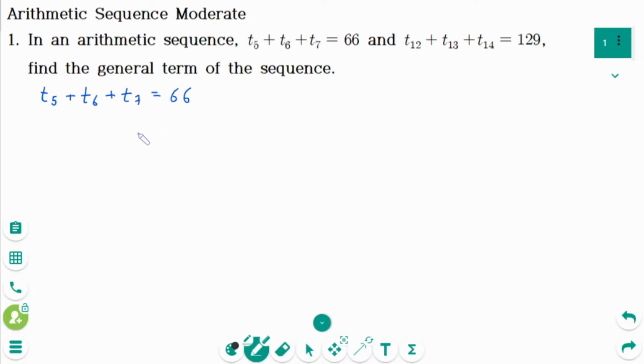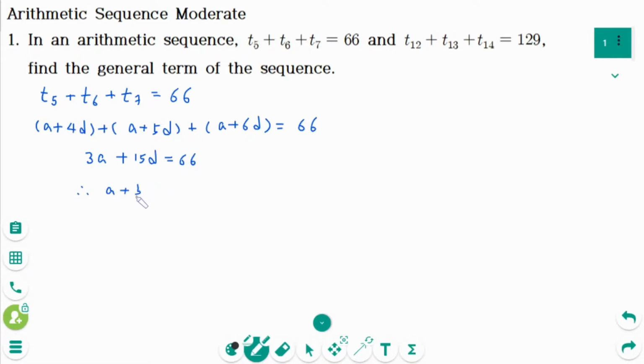We can rewrite as T5 is A plus 4D, T6 is A plus 5D, T7 is A plus 6D, equals 66. Then add them together: 3A plus 15D equals 66. Then divide by 3 on each side. Now we have A plus 5D equals 22.